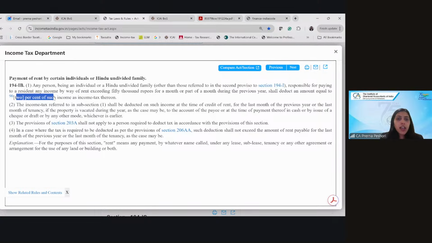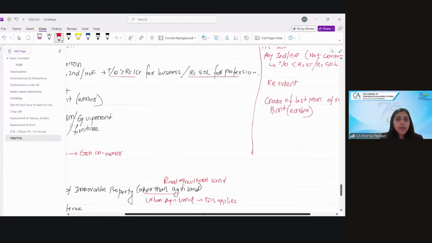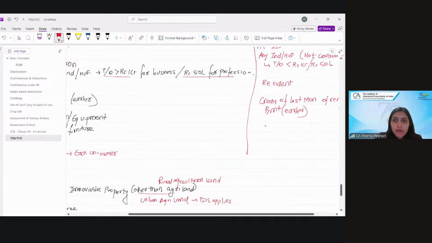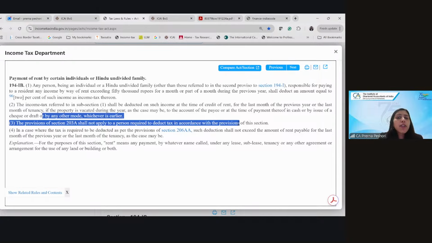What is the rate? 2%. So the rate here is 2%. Unlike 10% under 194I, here it is 2%. And what is the threshold? The threshold is same as 194I at rupees 60,000. Then they say the provision of 203A shall not apply to a person required to deduct TDS in accordance with the provision of this section.